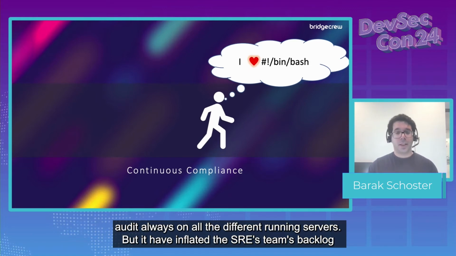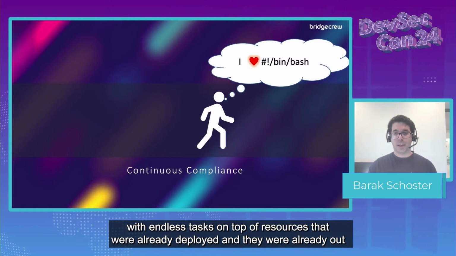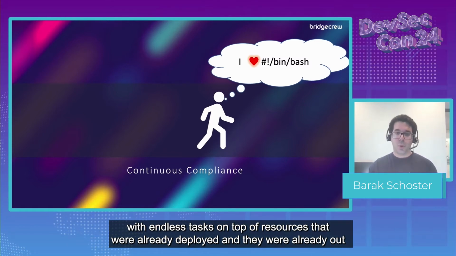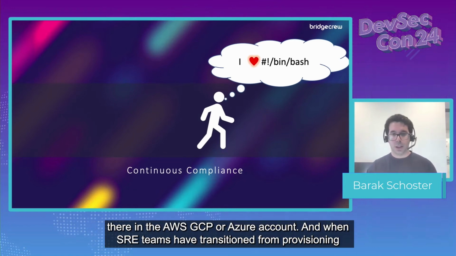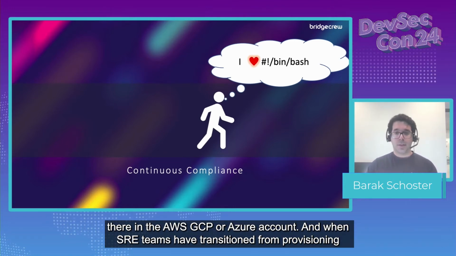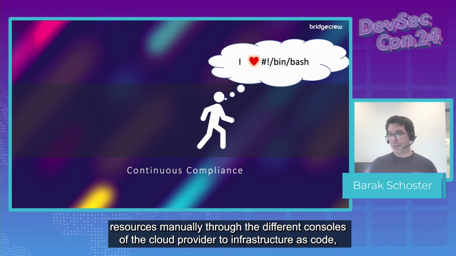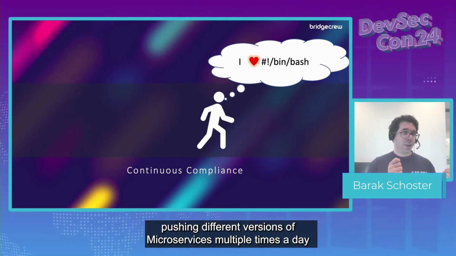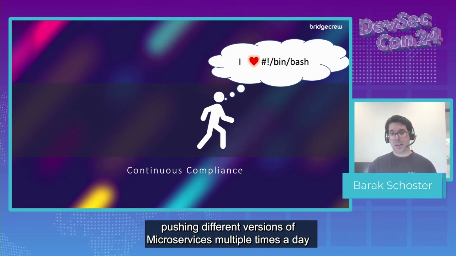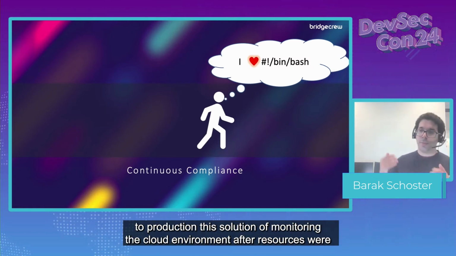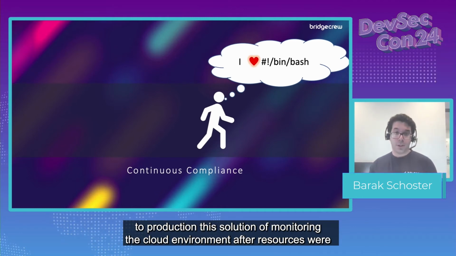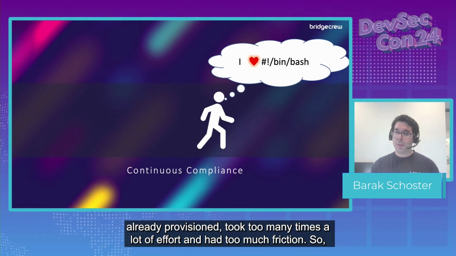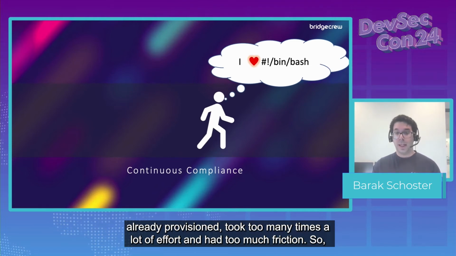But it has inflated the SRE team's backlog with endless tasks on top of resources that were already deployed and already out there in the AWS, GCP, or Azure account. And when SRE teams transitioned from provisioning resources manually through the different consoles of the cloud provider to infrastructure as code, pushing different versions of microservices multiple times a day to production, the solution of monitoring the cloud environment after resources were already provisioned took too much time, a lot of effort, and had too much friction.